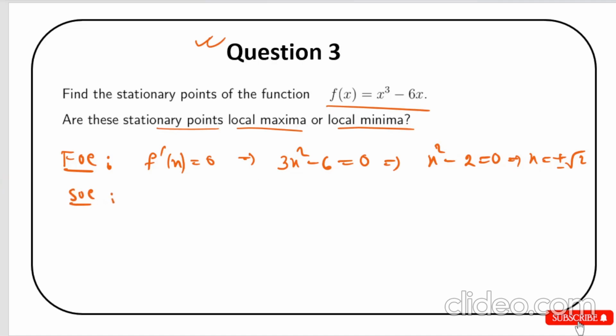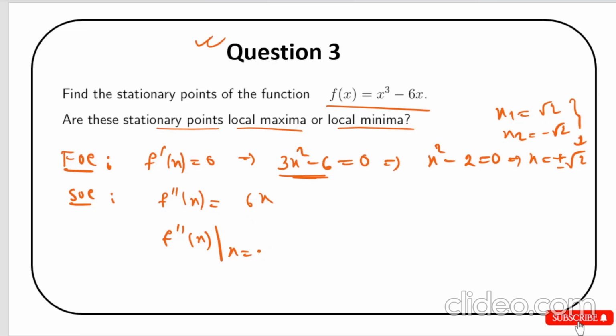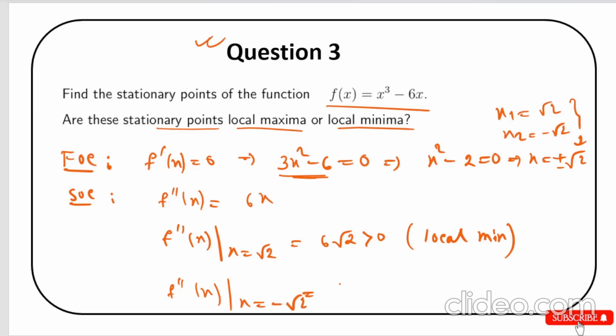Now what is the second order condition? First we find out f double prime x. What will that be? It will be 6x, right? You are taking the derivative of this, it is 6x. Now for local maxima or local minima, you have to find this double derivative at the critical points. So you have two critical points here. One is x is root 2, another one is x is minus root 2, right? So put root 2 here. So it will be 6 root 2, which is positive. Now if the second derivative is positive, you can say it has a local minima, right? Second derivative is positive, means local minima. And if you put minus root 2, it will be minus 6 root 2, which is negative.